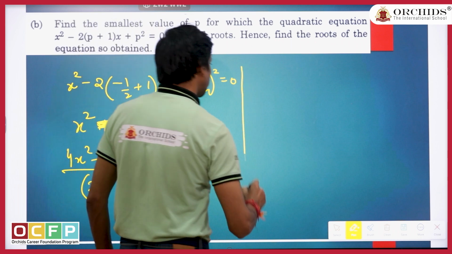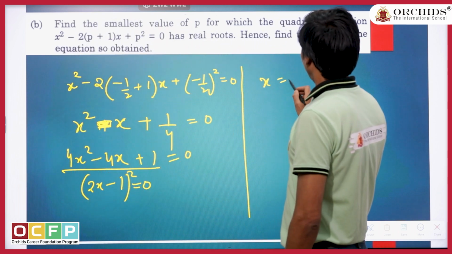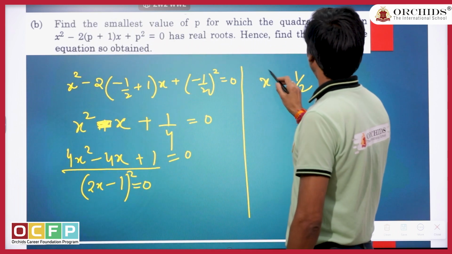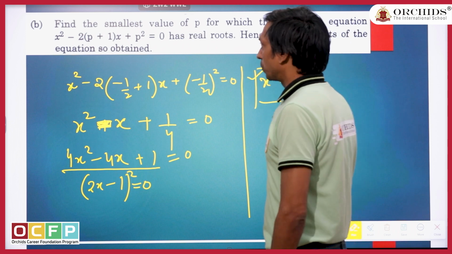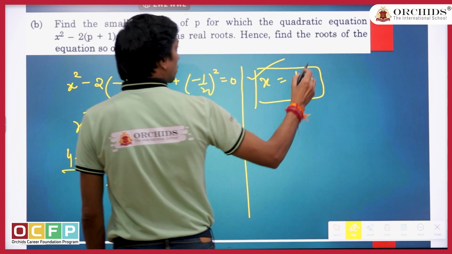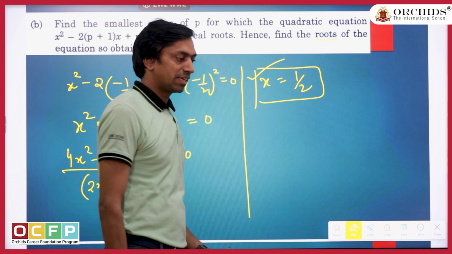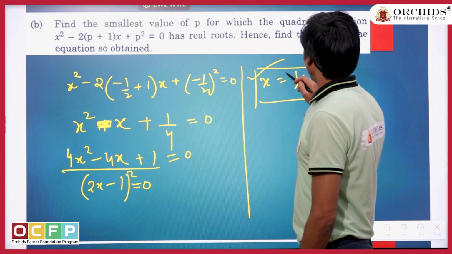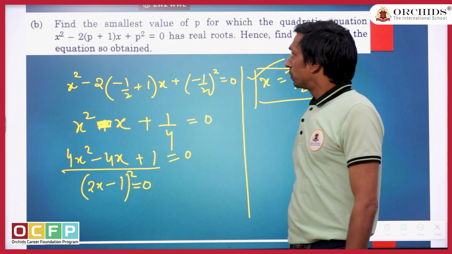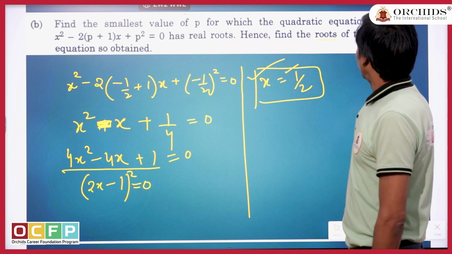So when you solve it further, obviously the factors give x is equal to 1 by 2. In this case we are having two equal roots, that is x equal to 1 by 2 and 1 by 2, so we can say equal roots for this equation. So x equal to 1 by 2 is the required answer for this particular question.